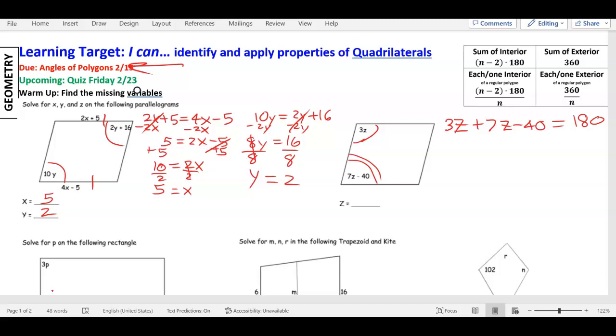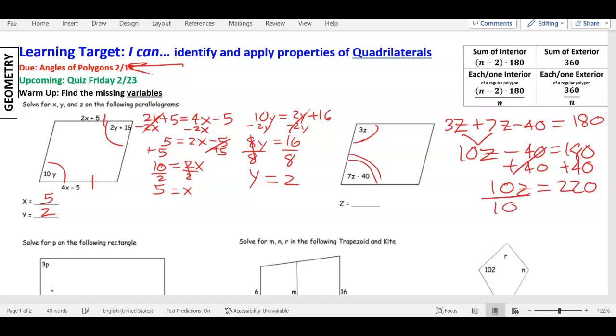Now this time my z's are not on different sides of the equation. They're on the same side. So do I add them or do I combine them or get rid of one? Combine like terms because they're on the same side. So what is 3z plus 7z? 10z. Bring down minus 40 equals 180. And then you should be able to get rid of the loner, add 40 to both sides. That gives me 220. And then divide by 10. 220 divided by 10 is 22.